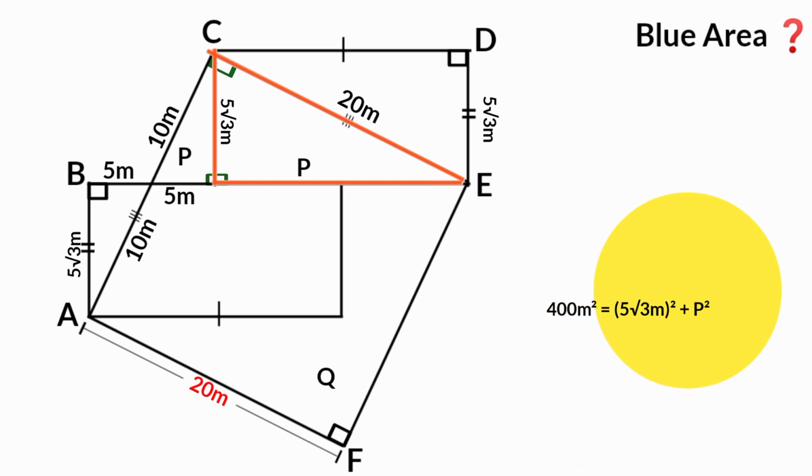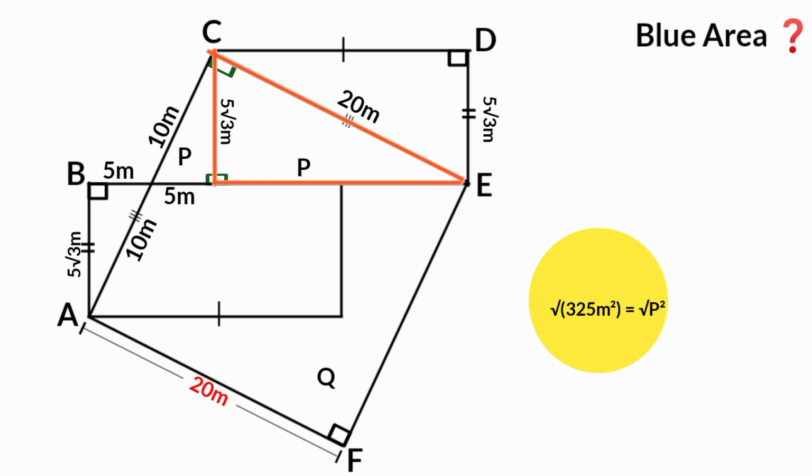And here 5 root 3 meters all squared is the same as 5 squared times root 3 squared times meter squared. 5 squared is 25, root 3 squared is 3, 25 times 3 is 75, and 75 times meter squared is 75 meters squared. Now 400 meters squared equal to 75 meters squared plus p squared. Subtracting 75 meters squared from both sides, here 75 meters squared minus 75 meters squared is 0, and here 400 meters squared minus 75 meters squared is 325 meters squared.